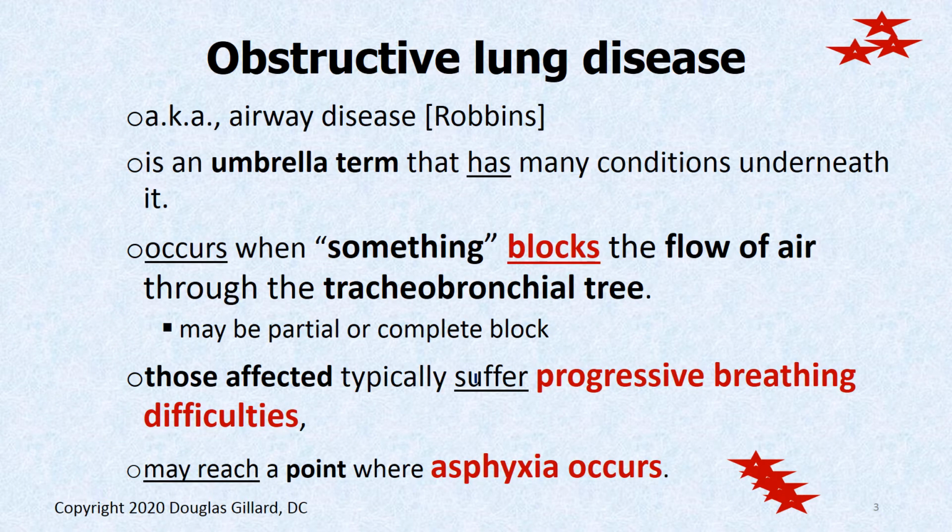All right, obstructive lung disease is a main category. Sometimes Robbins calls it airway disease. It's a main category or an umbrella term that has conditions underneath it. And all of these conditions have one thing in common. It means that something blocks the flow of air through the tracheobronchial tree. The blockage could be complete. It could be a partial blockage.